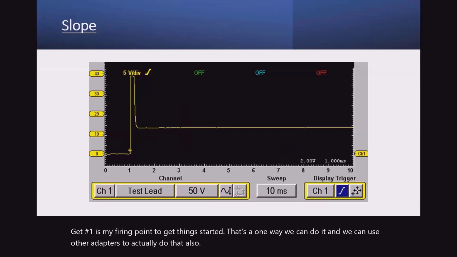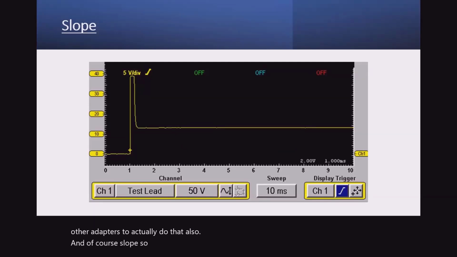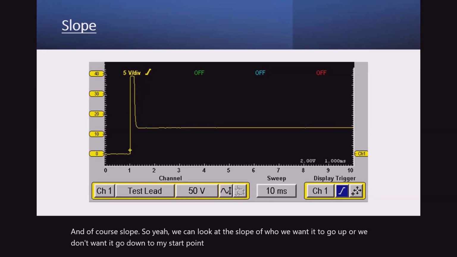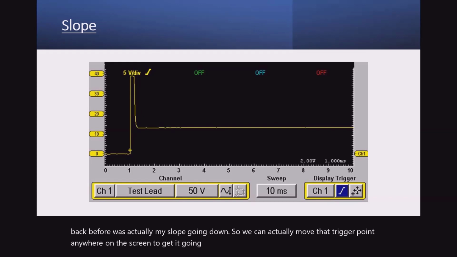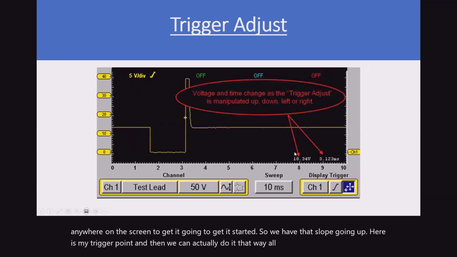And of course, slope. We can look at the slope: do we want it to go up or go down from my start point? This one is showing a slope going up. The one before was my slope going down. We can move that trigger point anywhere on the screen to get it started. So we have that slope going up, here's my trigger point, and we can do it that way also.